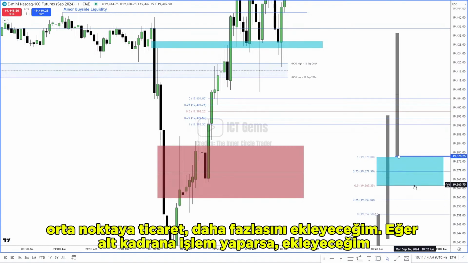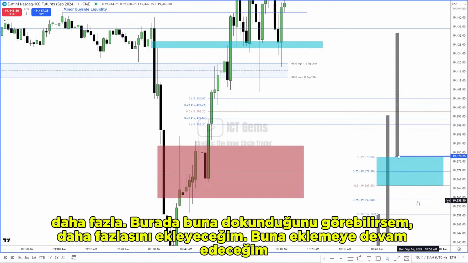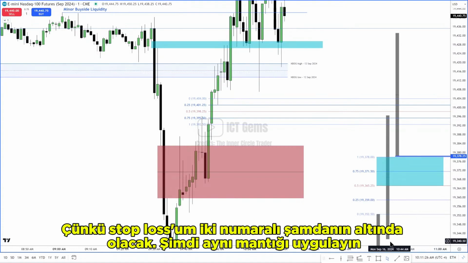If it does trade to the midpoint, I'm going to add more. If it trades down to the lower quadrant, I'm going to add more. If I can see it touch this down here, I'm going to add more. I'm going to keep adding to that because my stop loss is going to be below candlestick number 2's low.